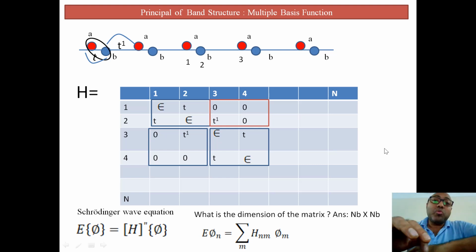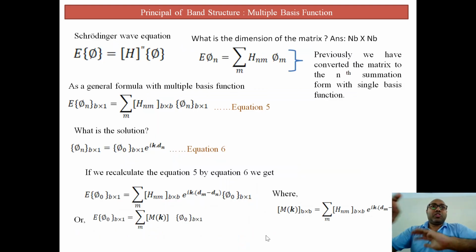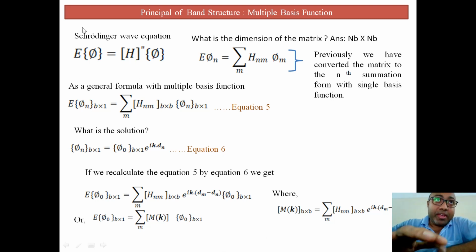Now how to modify such an expression? What else do we have to do so that we can incorporate that B number of basis functions? If that part is incorporated, the problem looks like the same thing, and we can easily solve it. So don't be confused, it is very easy. Same statement: we have the Schrodinger wave expression E phi is equal to H phi. What is the dimension of the matrix? Answer: NB by NB. That is the total dimension of the matrix.